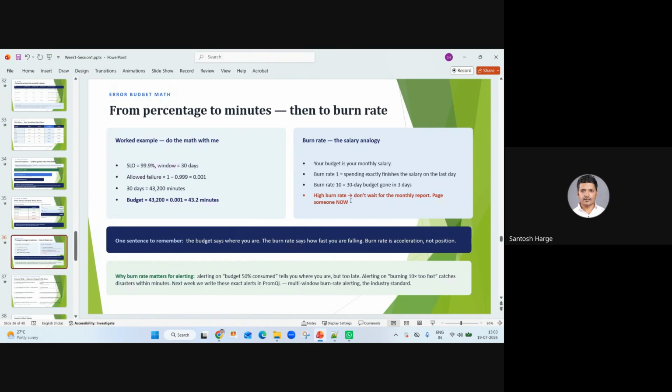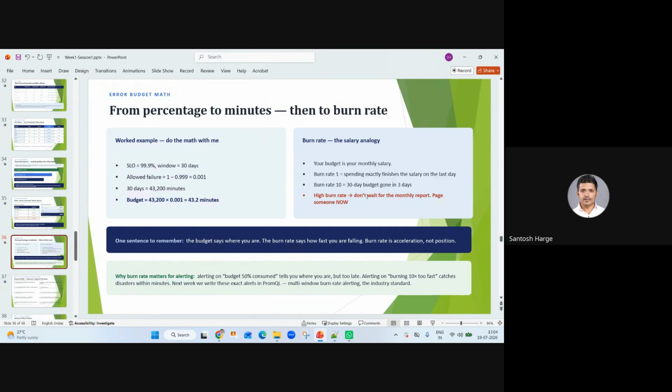So a high burn rate means your application is highly unstable, so it's better not to roll out further. It's better to roll back, and it's better to hold the deployment. Okay, hope this makes sense, guys. I have just tried to give a real-time example, so hope you are able to follow.